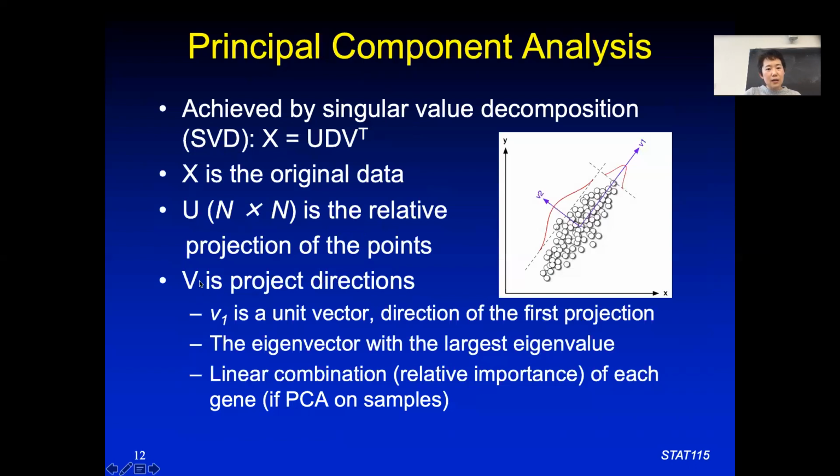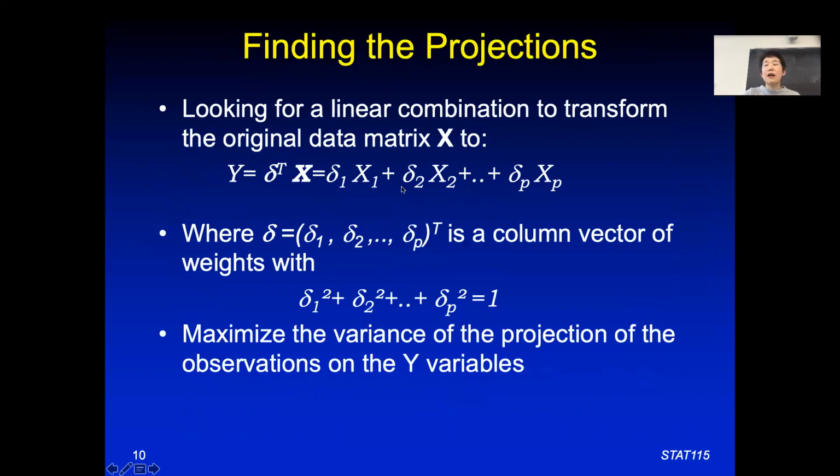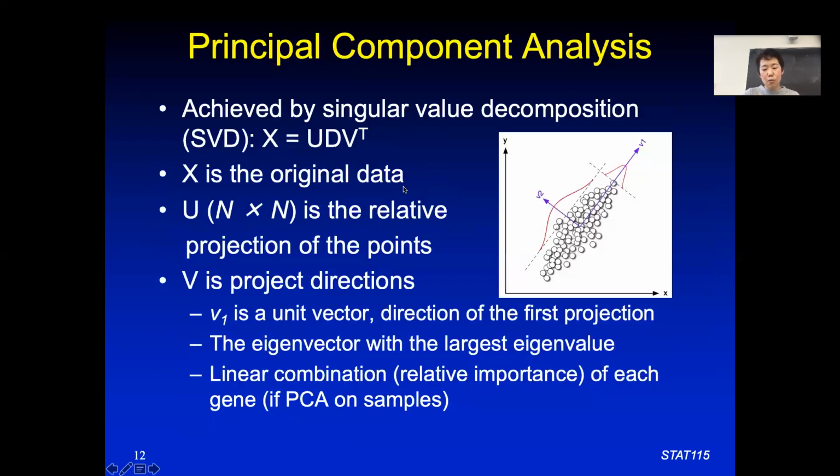V is the projection direction, which in this case is the coefficient that you give to each of the genes. It's the weight that you give to each gene, right? So V is the unit vector. The direction of the first projection is V1. The direction of the second projection is V2, and so on. So V1 corresponds to the highest eigenvector with the largest eigenvalue. So it's the linear combination, which is the relative importance of each different gene on this microarray in order to really separate out the samples.